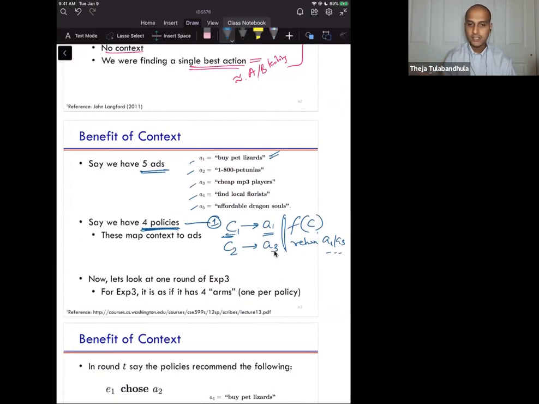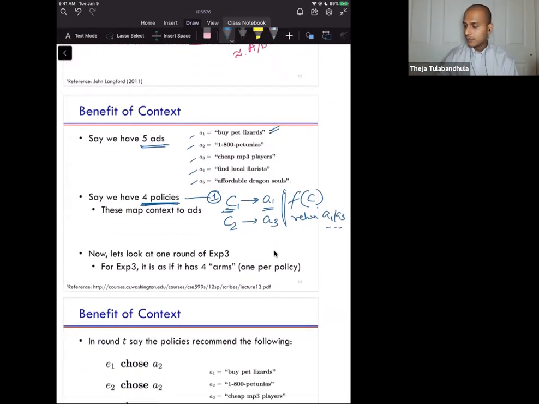Next 100 rounds, let me try out policy 2, and get some measure of how good a policy is, and therefore figure out which policy it is. Okay. But that would be akin to doing something like A/B testing. But here we want to do something different. Okay. Trying to be dynamic. Adaptive. So now let's say we have 4 policies.